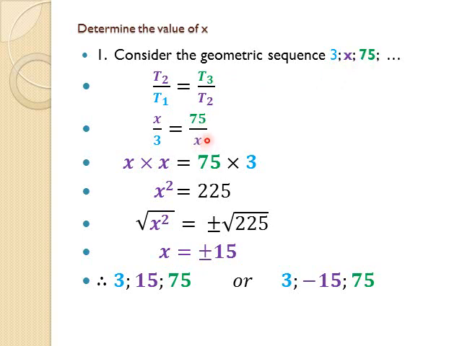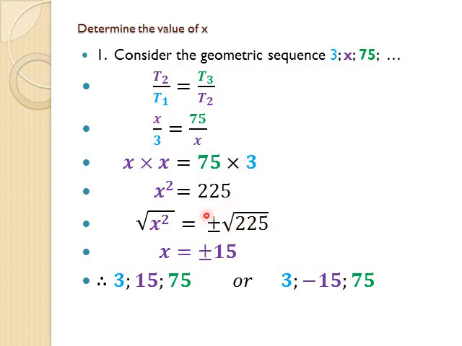From there, I assume you still remember from primary school how to cross multiply. So I'm going to say x times x and 3 times 75. x times x simply becomes x squared. 75 times 3 equals 225.